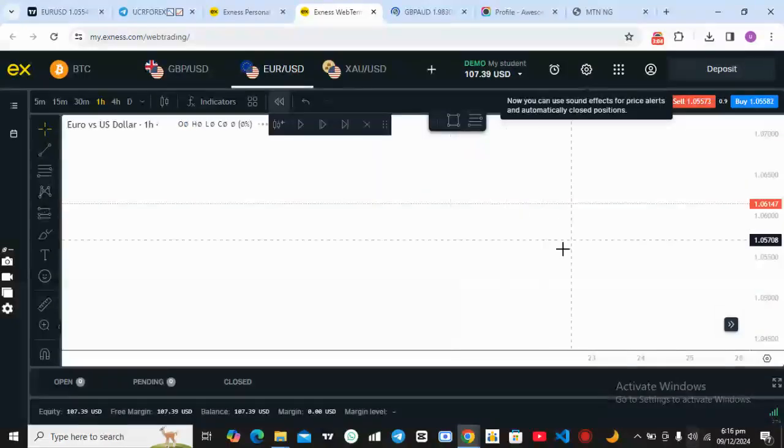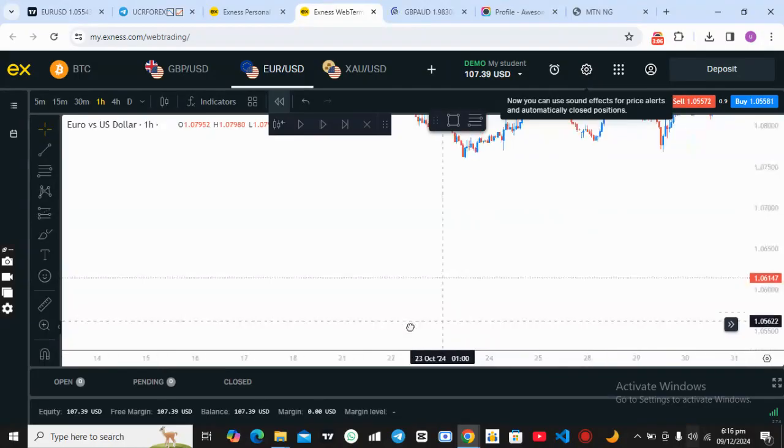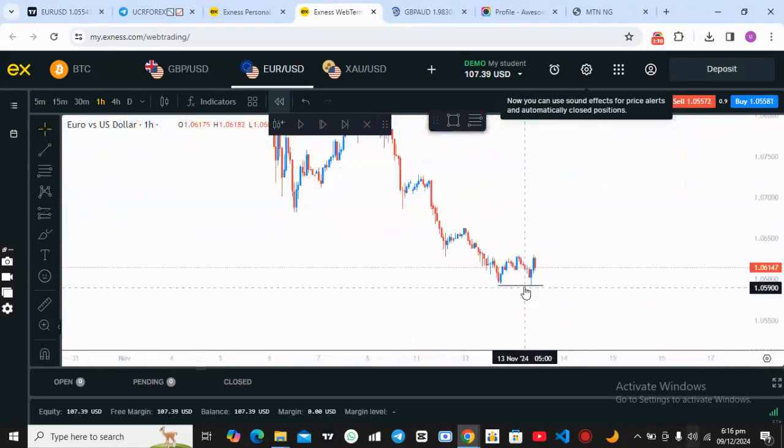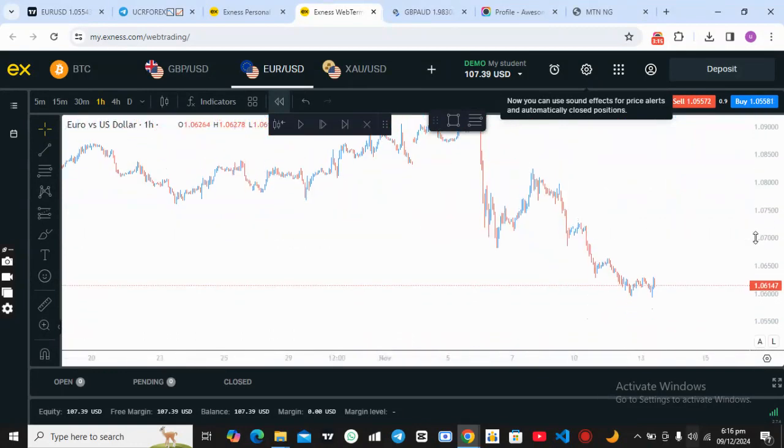This is a free version of backtesting. You could try to check it out. It's a very good tool that will enable you to backtest your strategy to know whether your strategy is even working or not. So this is EUR/USD on the 1 hour time frame.